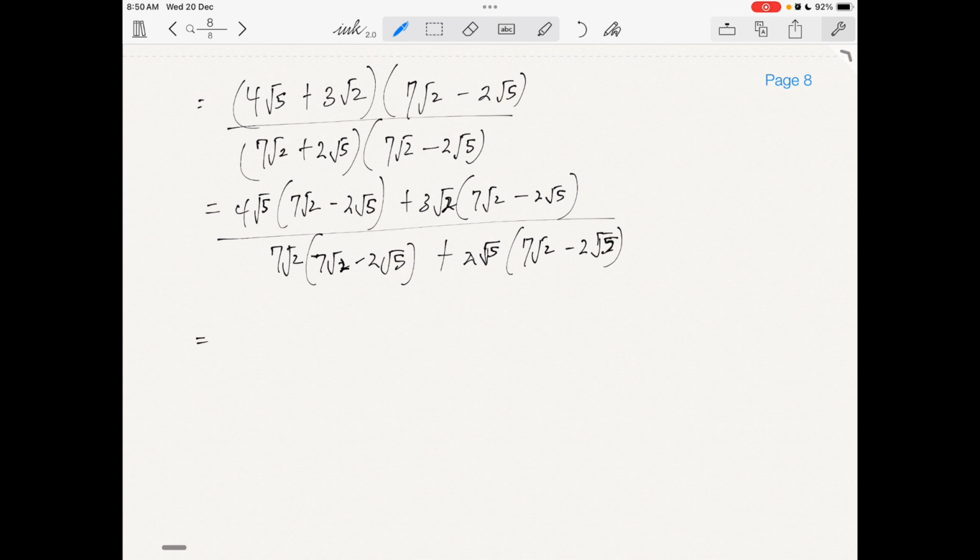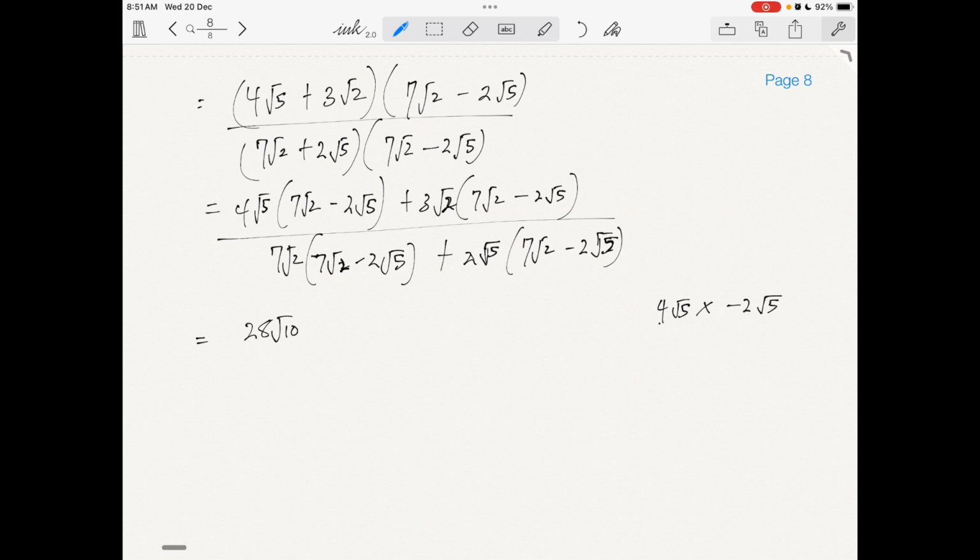For opening the brackets, we want to multiply 4 root 5 by 7 root 2. I want to try as much as possible to ensure that it's all good. So 4 by 7 gives us 28, and root 5 by root 2 gives us root 10. So our answer is 28 root 10. Further, we want to multiply 4 root 5 by minus 2 root 5.